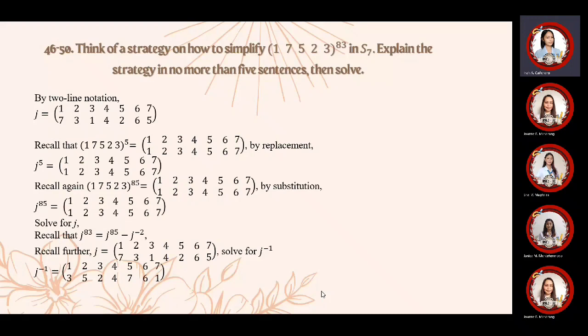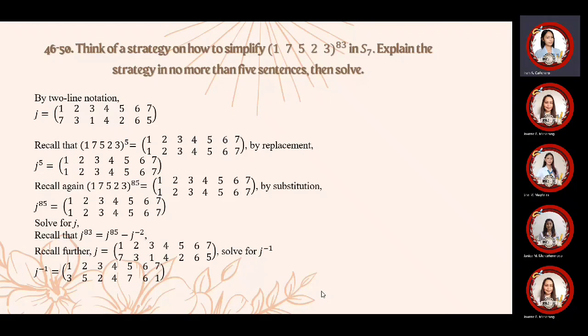Recall that 17523 raised to 5 is equal to the identity. So 1 maps to 1, 2 maps to 2, and so on. So by replacement, we will have J raised to 5 is equal to 1 maps to 1, 2 maps to 2, 3 maps to 3, 4 maps to 4, 5 maps to 5, 6 maps to 6, and 7 maps to 7. Recall again that 17523 raised to 85 is equal to the identity. So by substitution, J raised to 85 is equal to 1 maps to 1, 2 maps to 2, through 7 maps to 7. Solve for J.